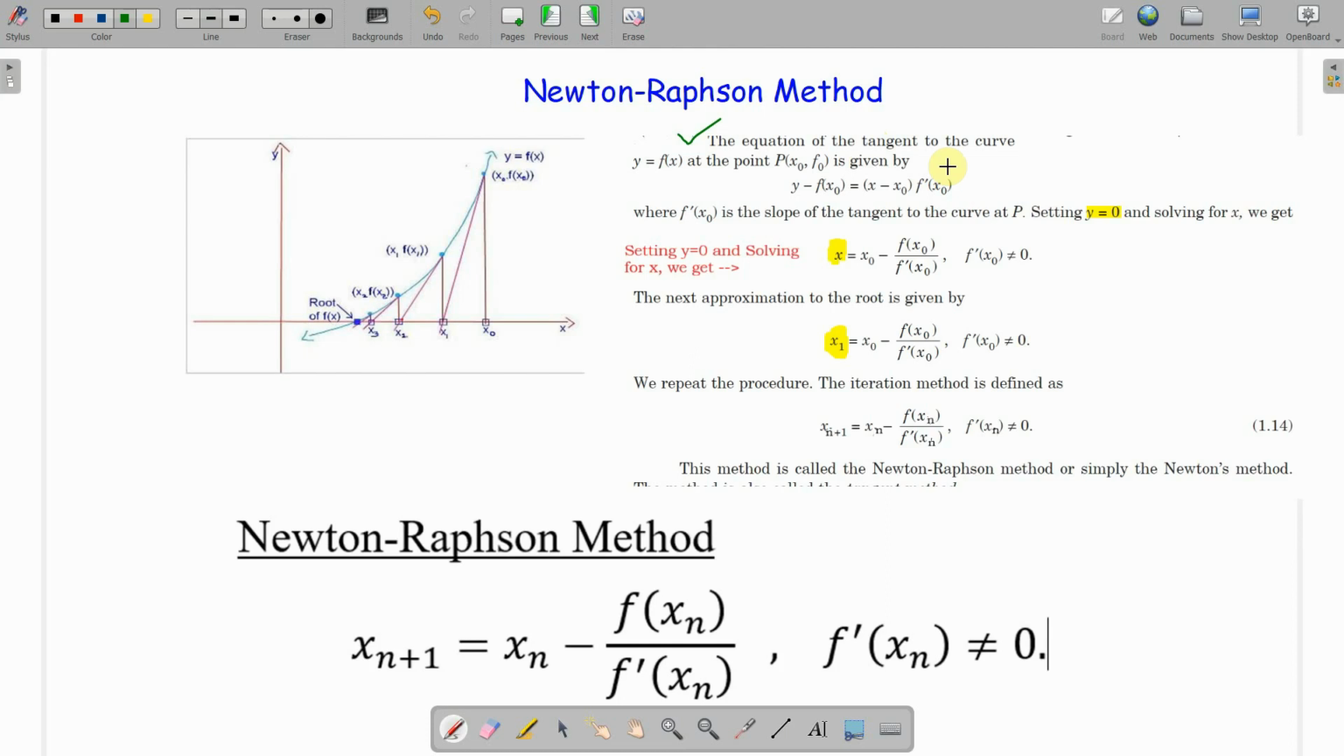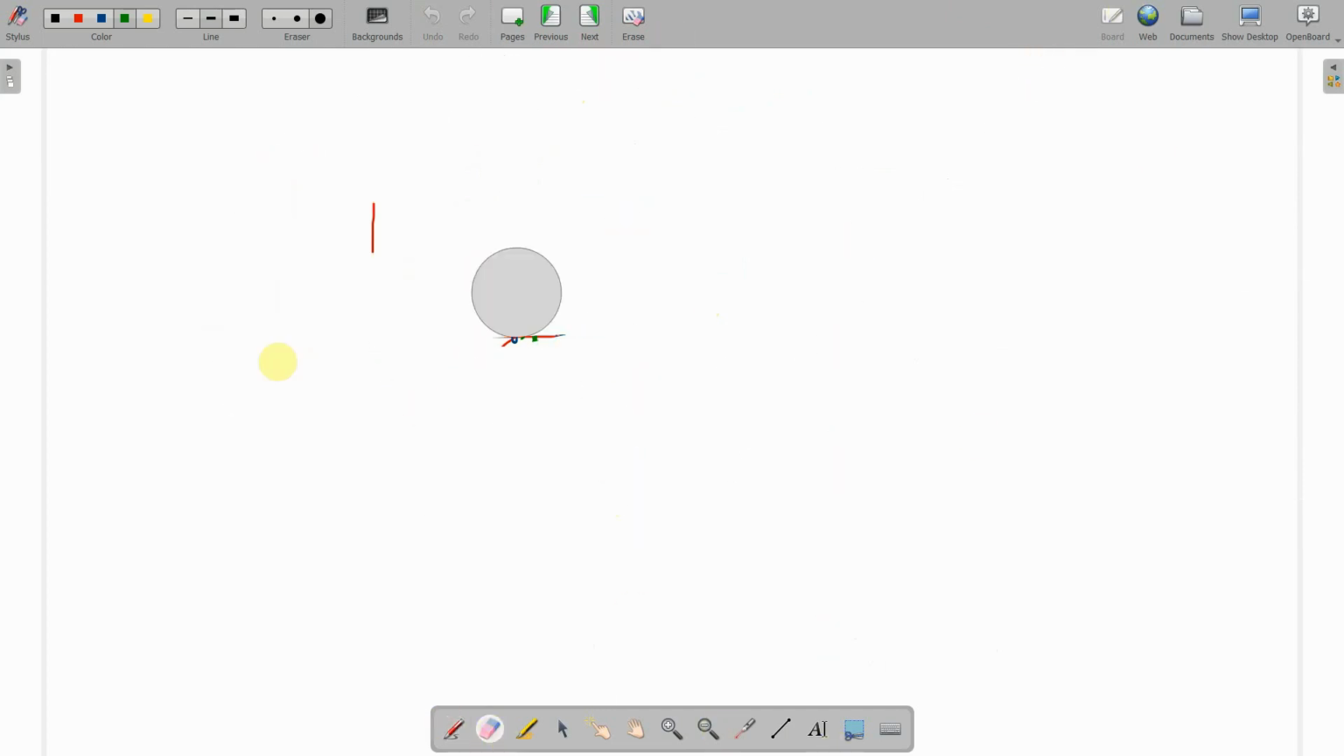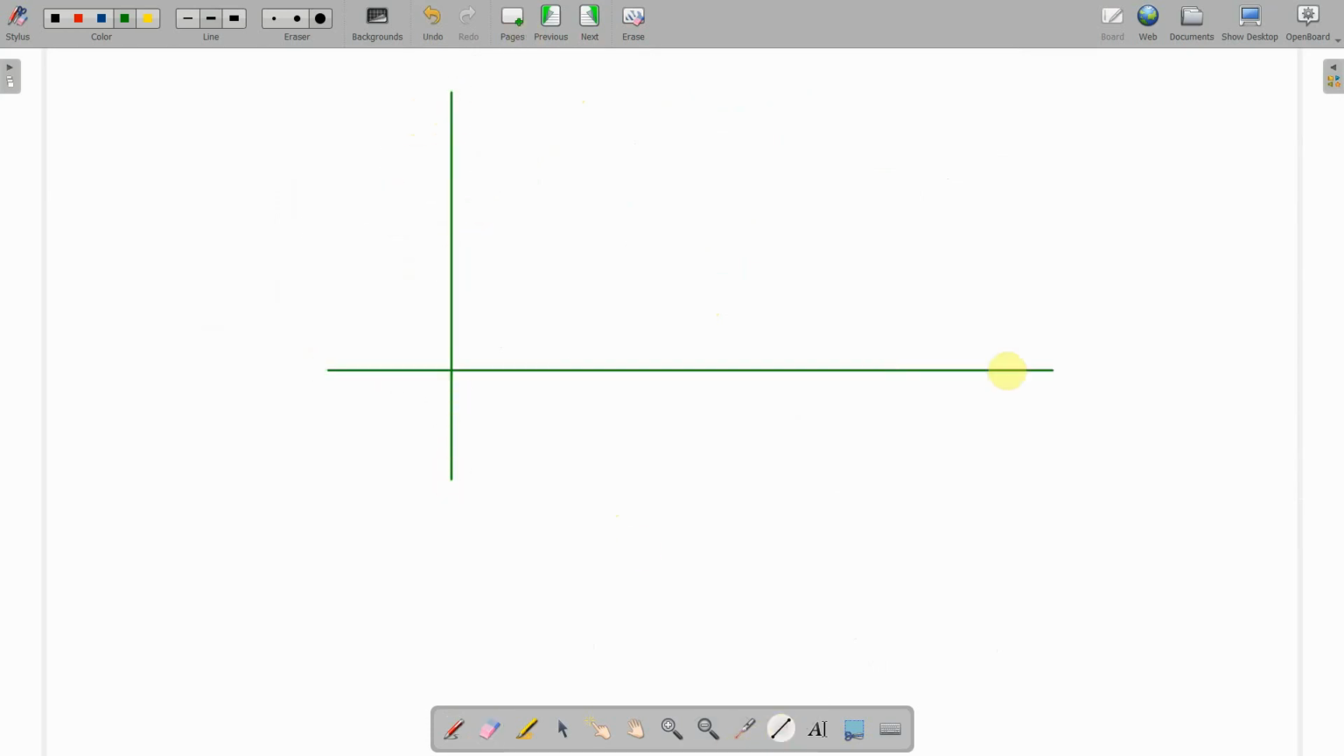Sir, can you repeat the graph again? The previous one, for the Newton-Raphson method? Okay. Let me draw it properly. Consider two axes, one is x, another one is y.